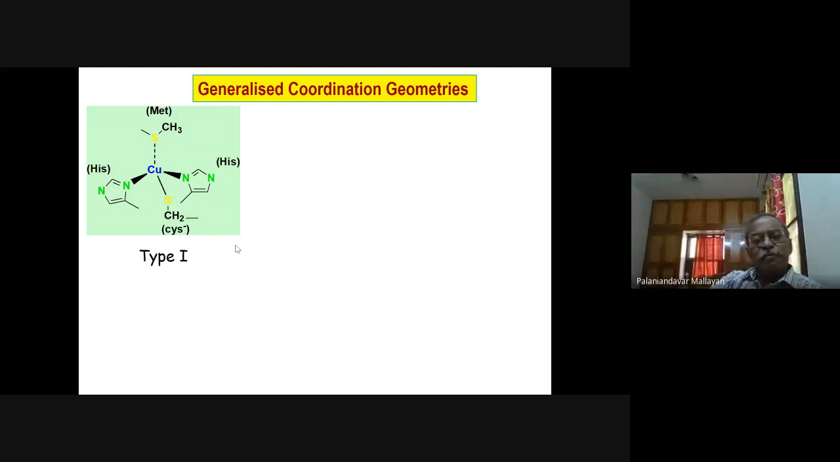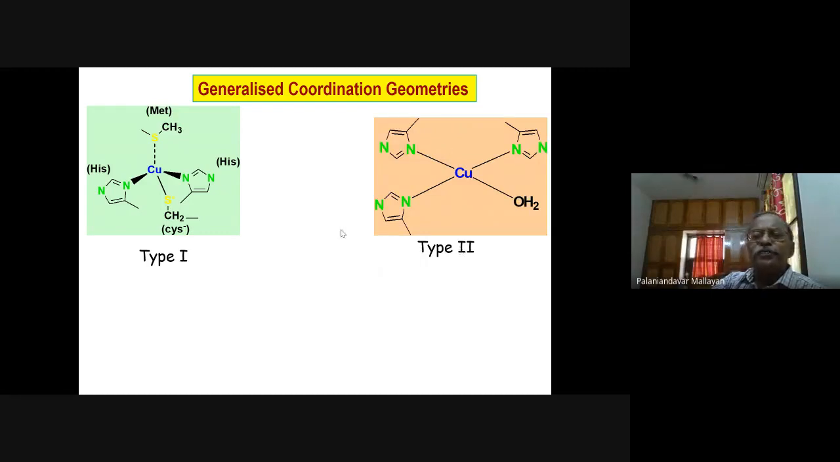Okay. So we have type 1 proteins and we have type 2 proteins, which are different from the type 1 proteins in that they have a square planar geometry. Again, you can see histidyl imidazoles bound to copper to stabilize copper in the plus 2 oxidation state. So you have a normal geometry, and the fourth position is occupied by a water molecule. This water molecule can be easily substituted by your substrates, which need to be oxidized.